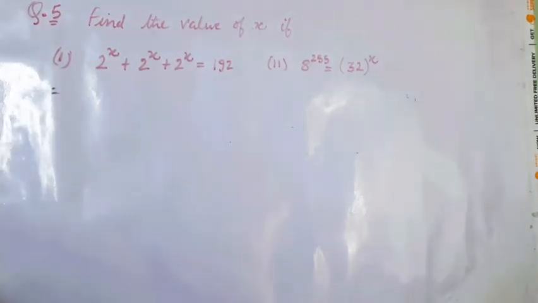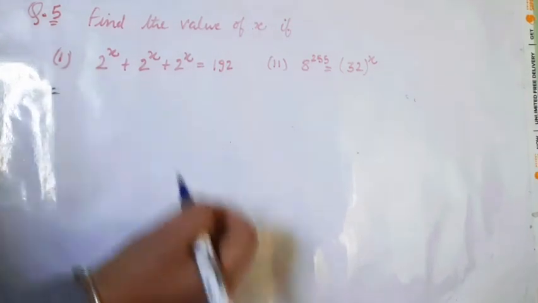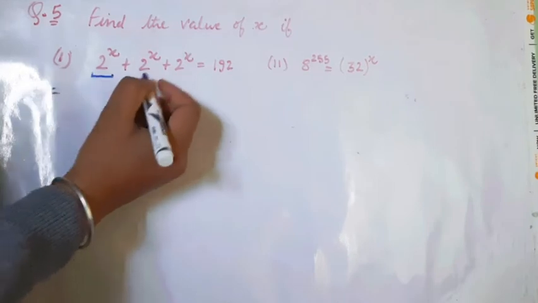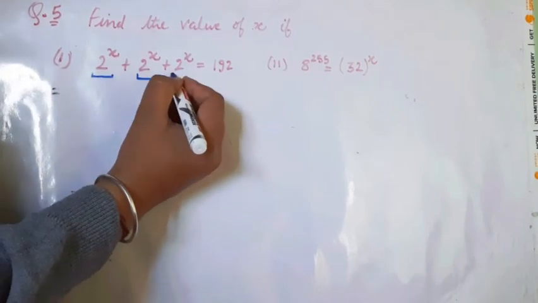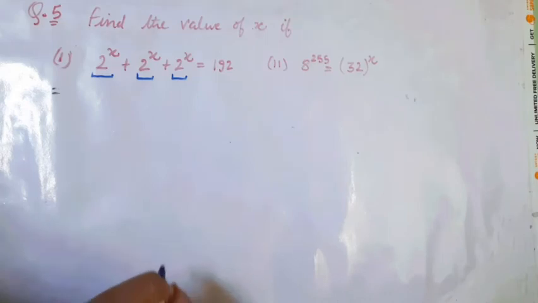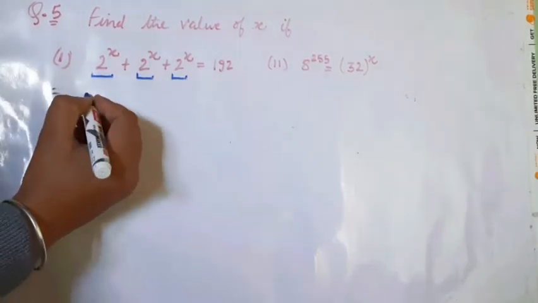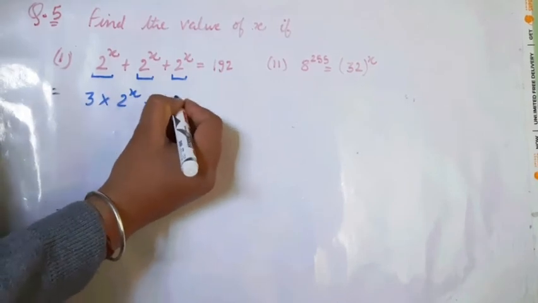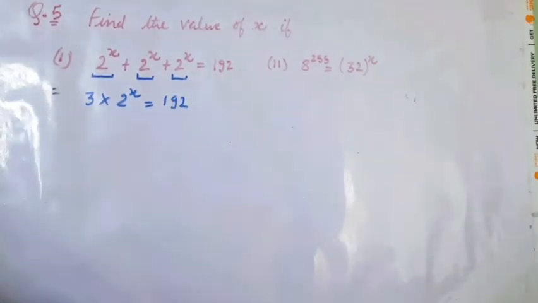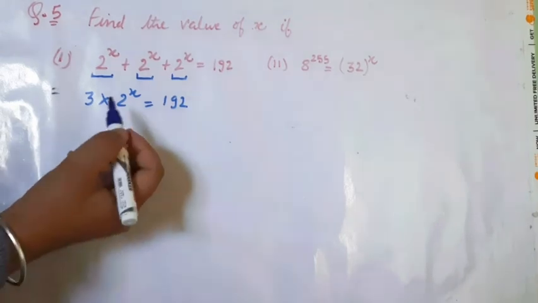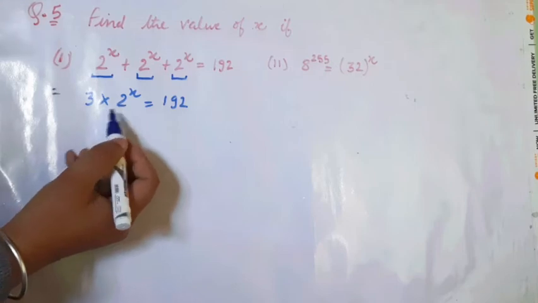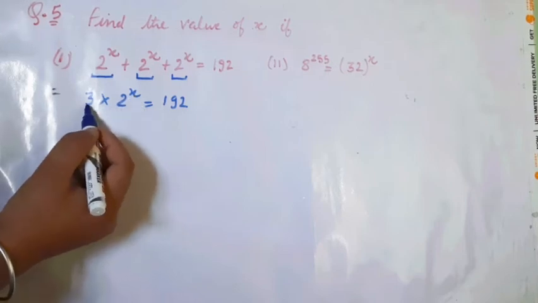Remember, when the variable is in the power, first of all we must equate the bases. But here we have 2 raised to power x plus 2 raised to power x plus 2 raised to power x. So it is 3 times and can be written as 3 multiplied by 2 raised to power x equals to 192. Remember, here maximum students used to multiply this 3 multiplied by 2, but you cannot multiply because its power is x and its power is nothing.